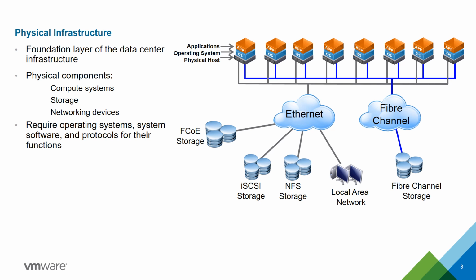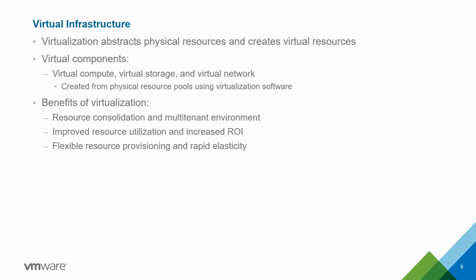The same thing applies for network as well. If you go for a Cisco Ethernet switch, it has its own operating system. If you go for a Cisco SAN switch, it has its own operating system. And of course, all these have their own protocols to function. Okay, virtual infrastructure, I told you why we need this. Virtualization abstracts physical resources and creates virtual resources. So in a compute system, the physical resources which are abstracted to create virtual resources are CPU, RAM, network, and storage.